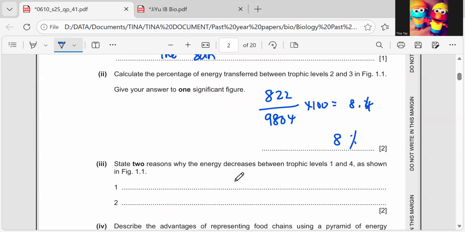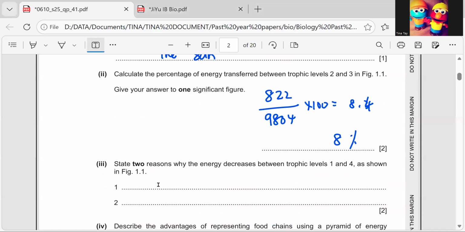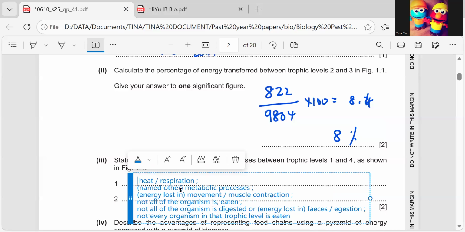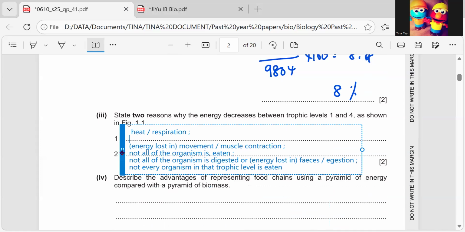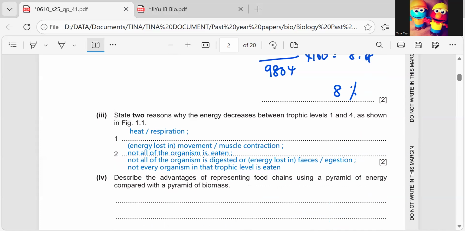Get it? State two reasons for the energy decrease between trophic level 1 and 4 as shown. So what is the reason for the decrease? Because energy is lost during respiration. Okay, so you can write so many things. Remember, this is our list that we write. It's usually like a 4-mark question. So heat loss during respiration, or any metabolic process, but you need to name it. For example, movement, excretion. Not all parts are eaten. Not all the organism is digested. We talked about this many times, right?